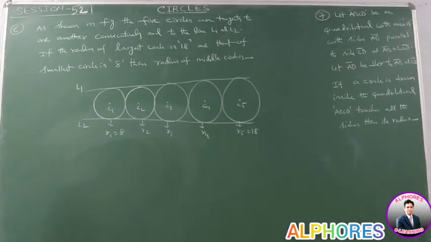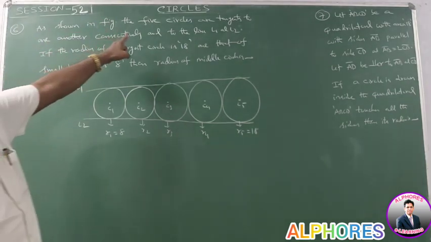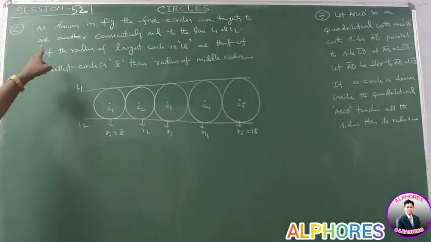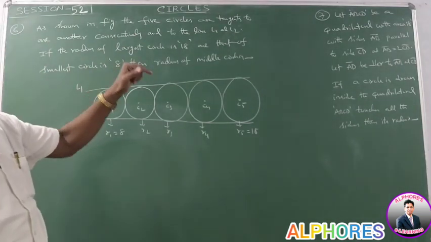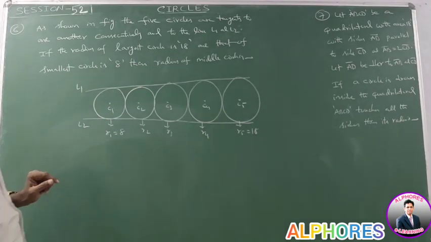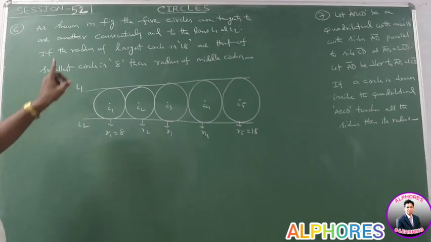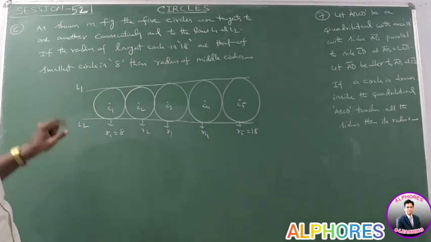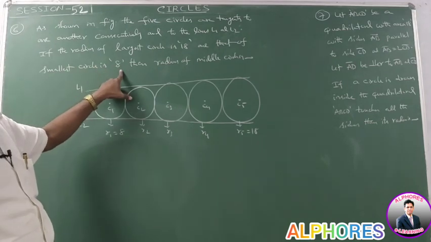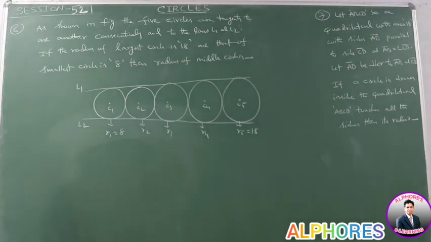Next, sixth one. Note the question. As shown in the figure, the 5 circles are tangents to one another consecutively and to the lines L1 and L2. If the radius of the largest circle is 18 and that of the smallest circle is 8, then the radius of the middle circle is dash.